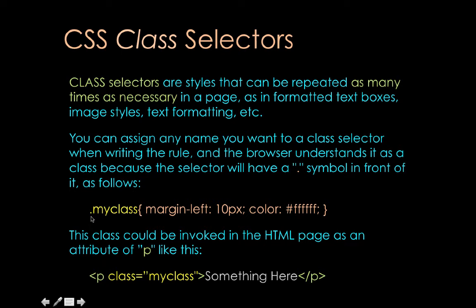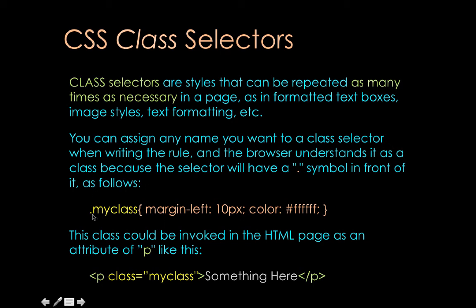The thing that delineates a class from an ID selector or a tag selector in the CSS is that it has a period, or a dot, in front of it. So it would say dot my class to actually create the selector. If you leave that dot off, it's going to think that it's some kind of HTML tag called my class, and that doesn't exist.